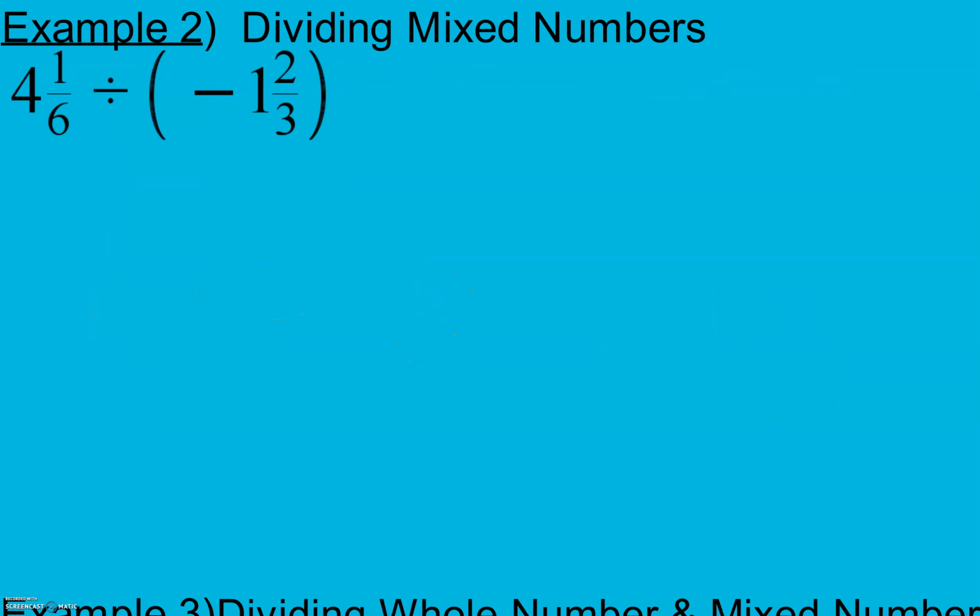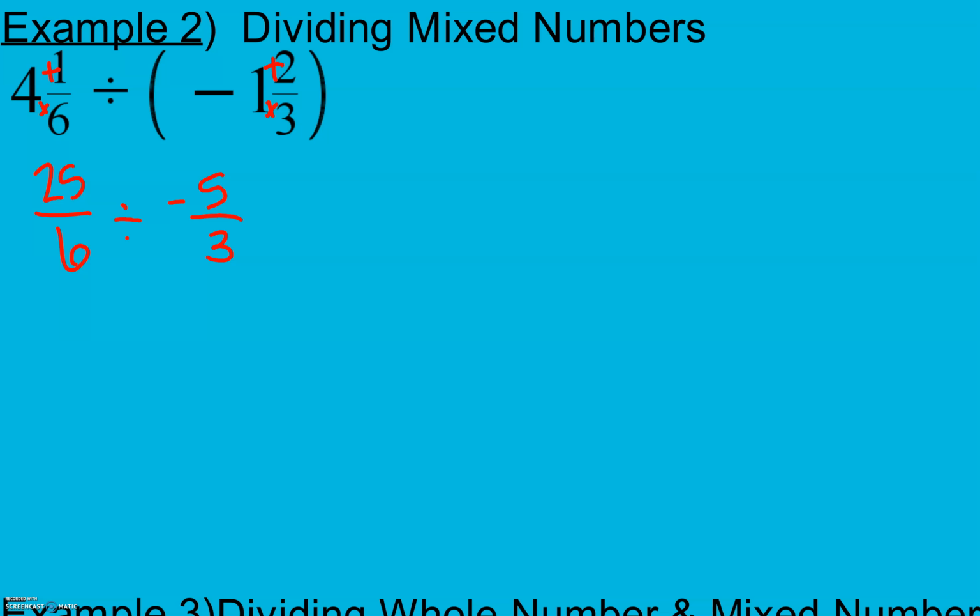In example 2, we're dividing mixed numbers. So again, very similar to what we've been doing with mixed numbers in that we're going to switch them to improper fractions first. So 6 times 4 plus 1 gives me 25 over 6, divided by 3 times 1 plus 2, 5/3, and that one is negative.